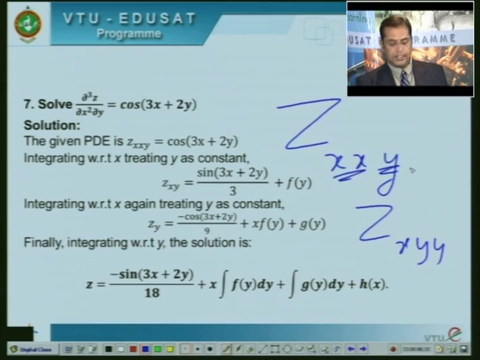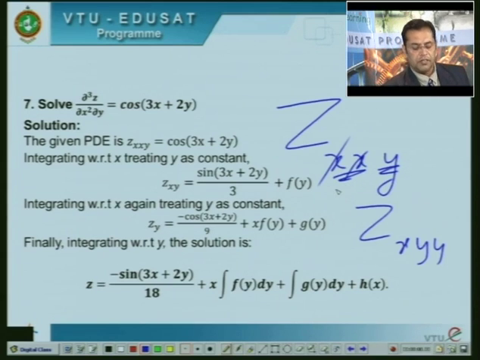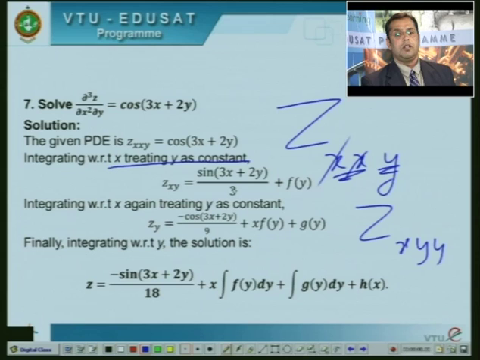So, how to do this integration? First x keeping y constant, then x keeping y constant, and finally y to get z. So, first we integrate with respect to x keeping y constant. So, z x x y becomes z x y, the integration of cos of 3x plus 2y is sin of 3x plus 2y, with respect to x will mean you divide by the coefficient of x, which is 3, plus a function of y.